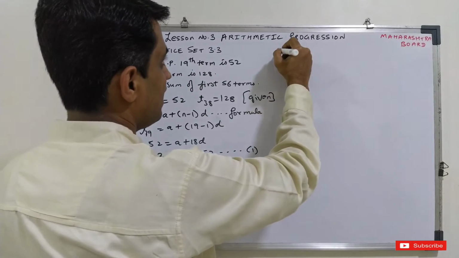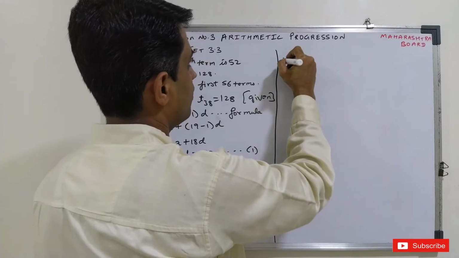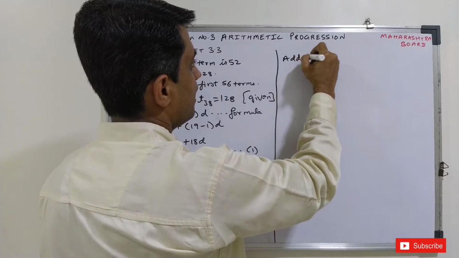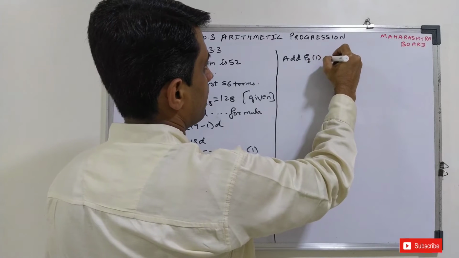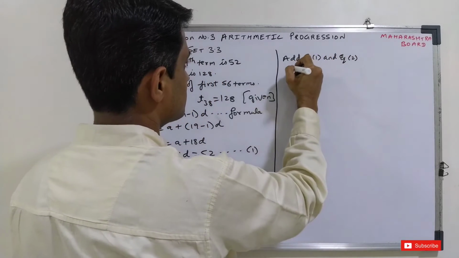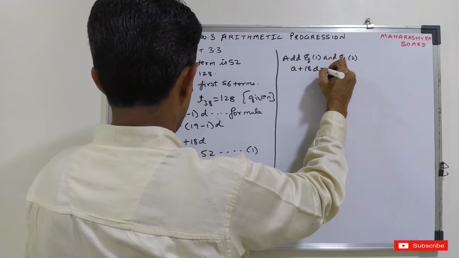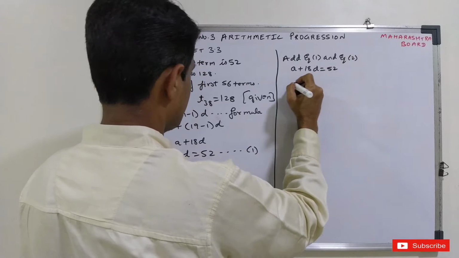What will we do? We will add these equations. See the trick, what I want to say to you. Add equation 1 and equation 2. Now when you add this, A plus 18d is equal to 52.